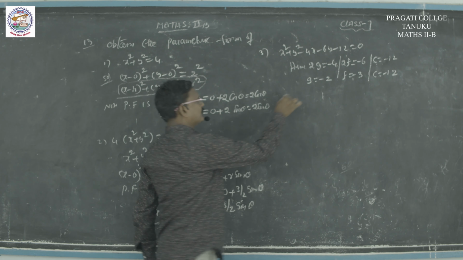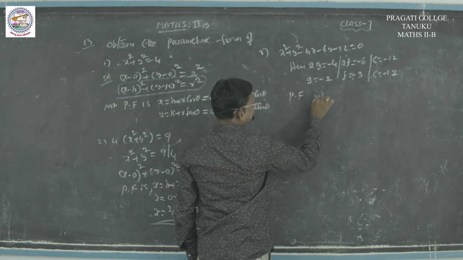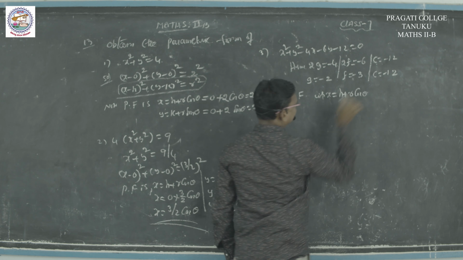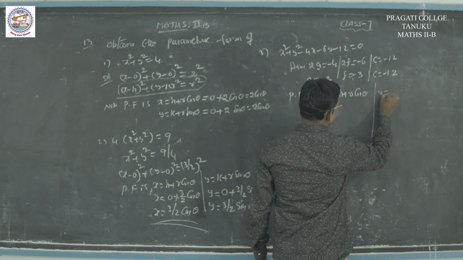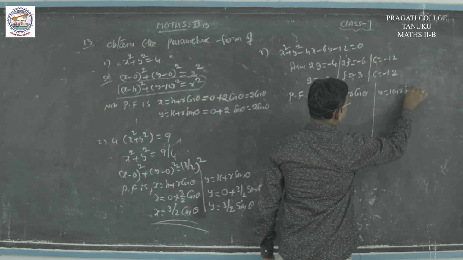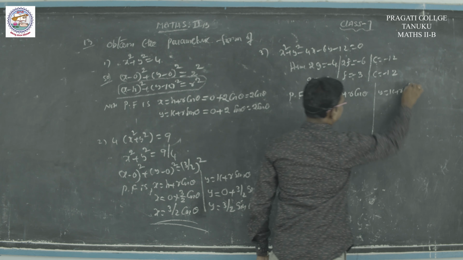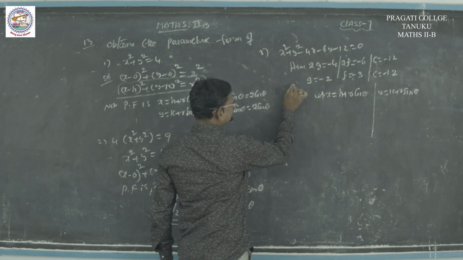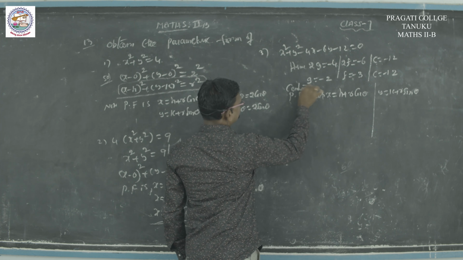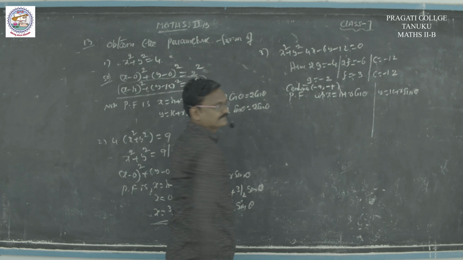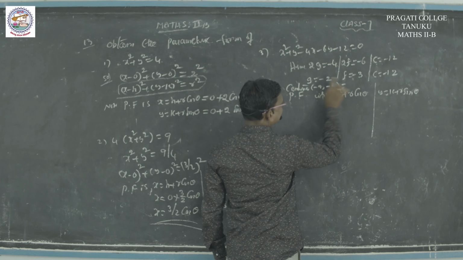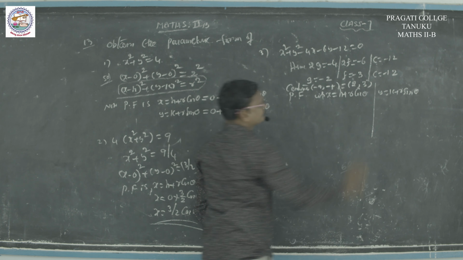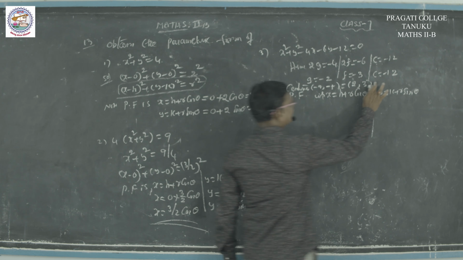Now the parametric form is x is equal to h plus r cos theta and y is equal to k plus r sin theta. Is it or not? Here first we have to write the center and radius. Center is minus g, minus f. That means minus g we can get 2, minus f, that means 3. That is the center.